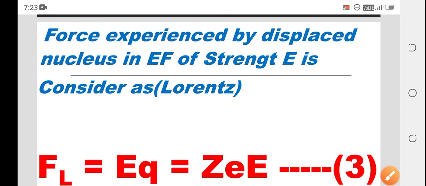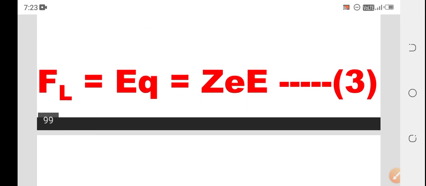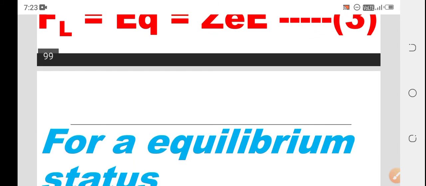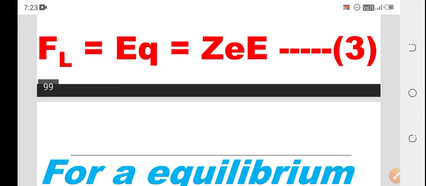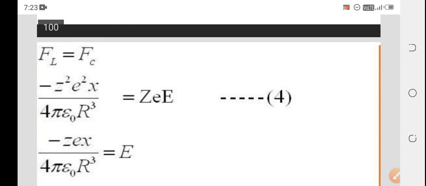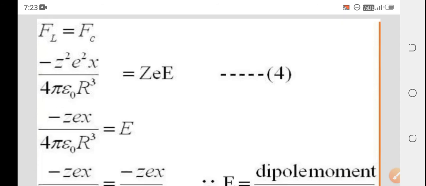The force experienced by the displaced nucleus in an electric field of strength E is the Lorentz force. Here the Lorentz force F_L equals Eq, where q is Ze, so F_L equals ZeE. This is equation 3. Ze is the charge of the nucleus and E is the electric field. For equilibrium, the Lorentz force equals the Coulombic force. From equations 3 and 2, we get Z squared e squared x by 4 pi epsilon naught r cubed equals ZeE.